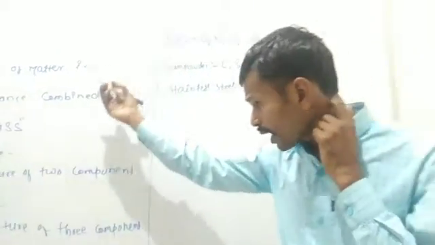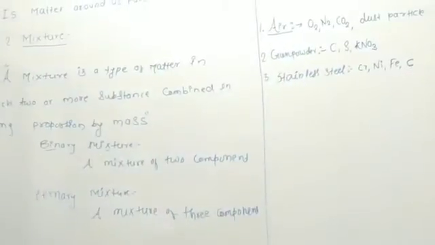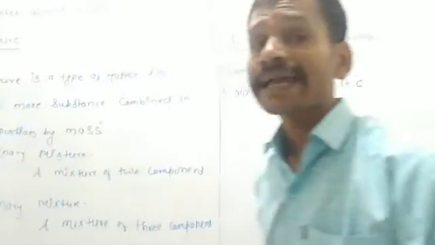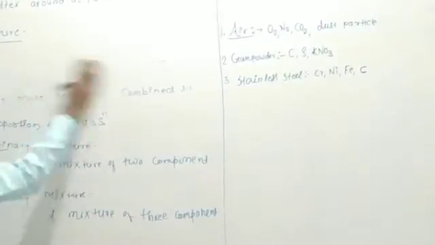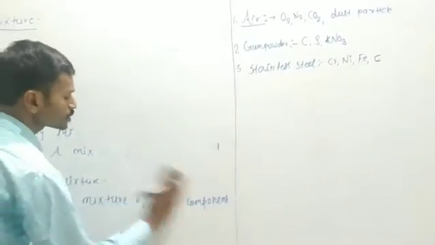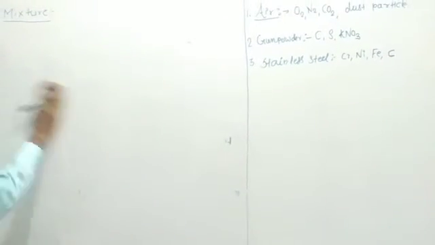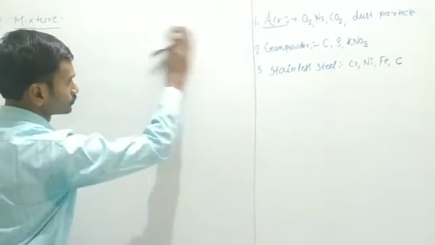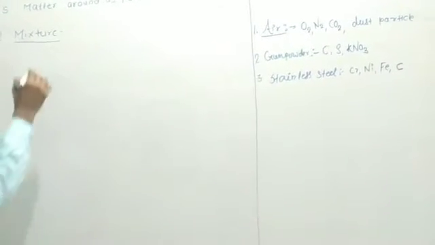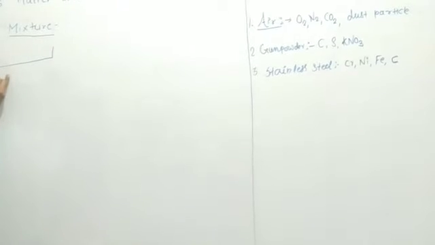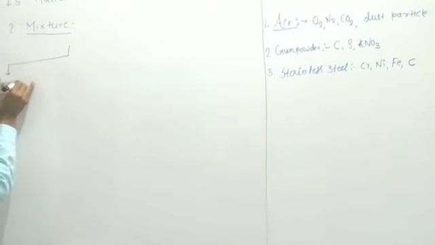Now, after studying its definition, we have to study the types of mixture. In the types of mixture, there are mainly two types. The first one is called the homogeneous mixture.